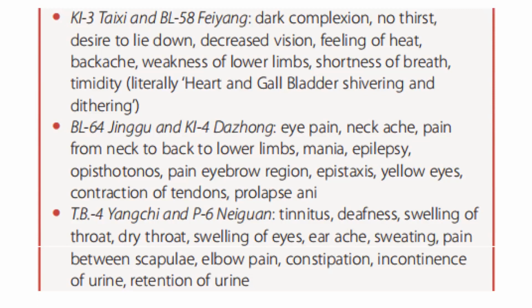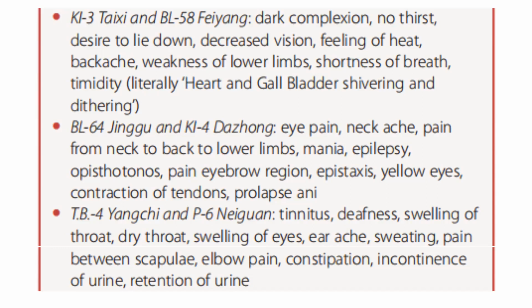Bladder 64 and kidney 4 can be used to treat eye pain, neck ache, pain from neck to back to lower limbs, mania, epilepsy, opisthotonus, pain in the eyebrow region, epistaxis, yellow eyes, contraction of tendons, and prolapse ani.